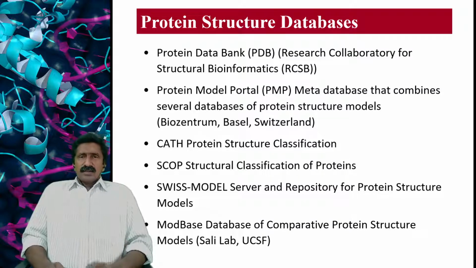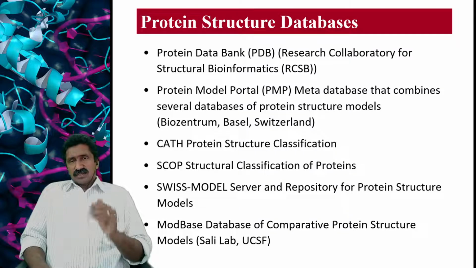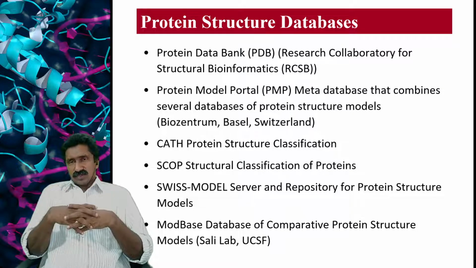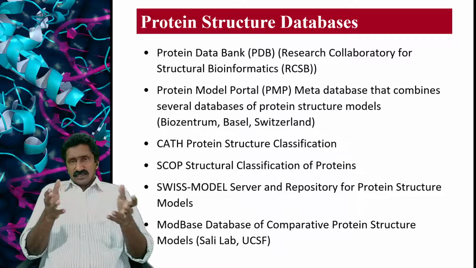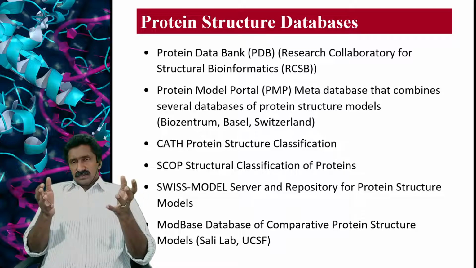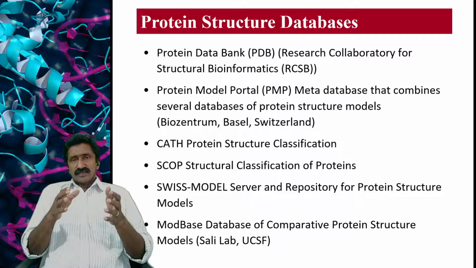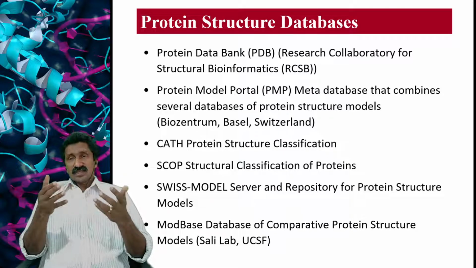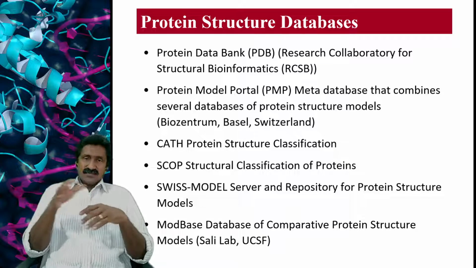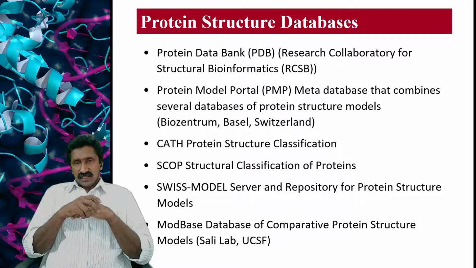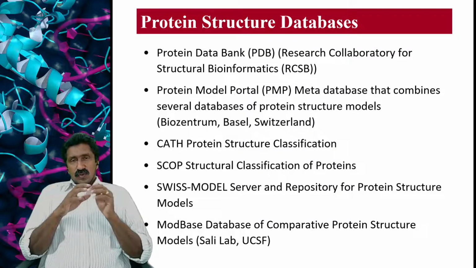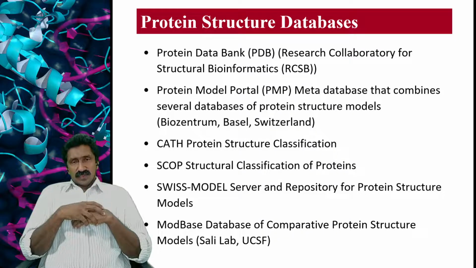Then there are other related structural databases like the Protein Model Portal, PMP. It is a meta database that combines several databases of protein structure models. Then CATH, protein structure classification. Classification of the structures is provided in the CATH database. SCOP is another structure classification of proteins.